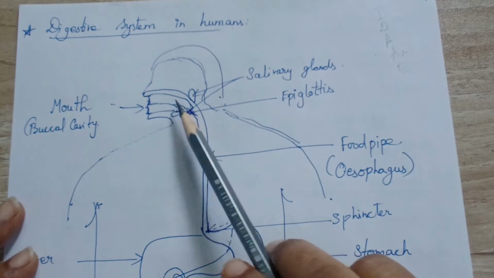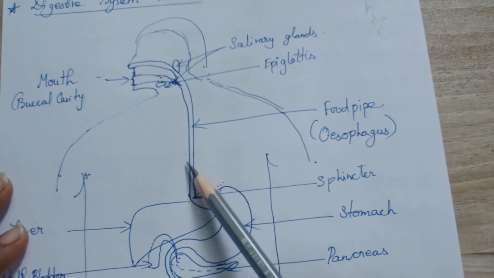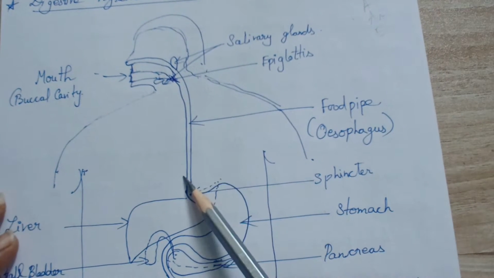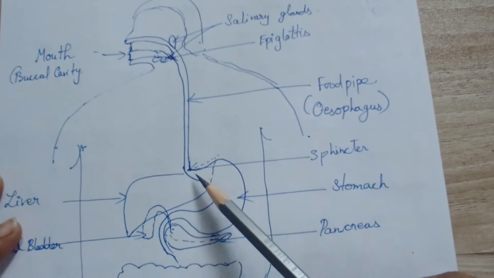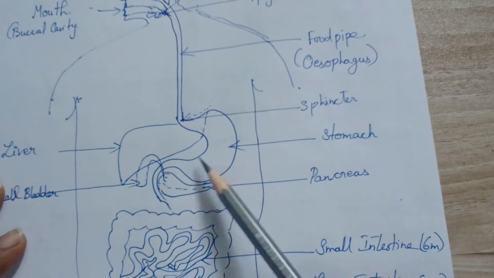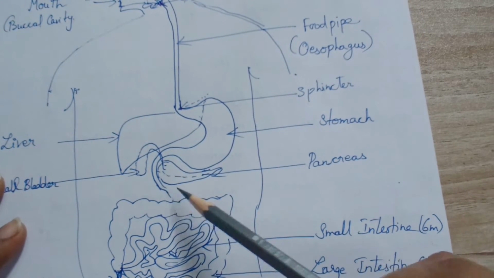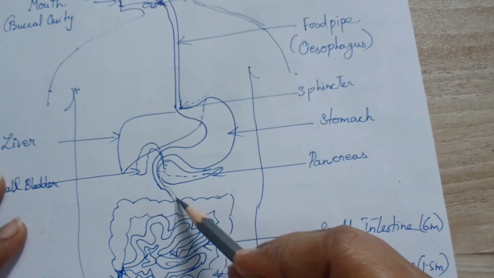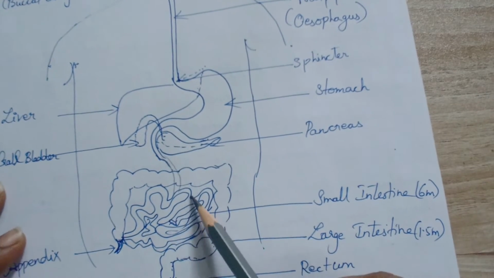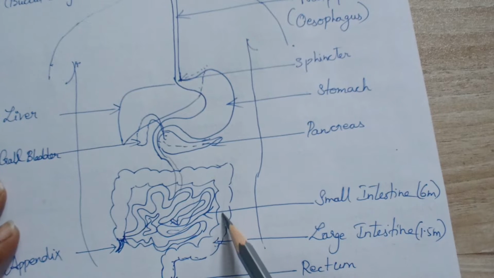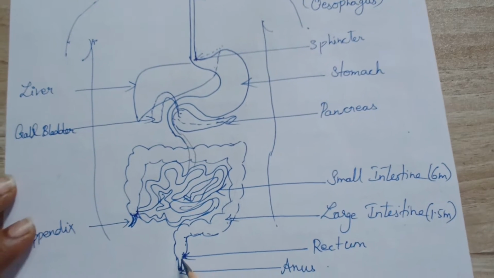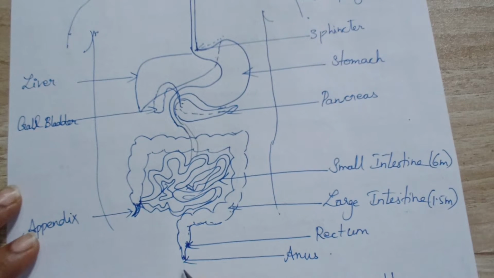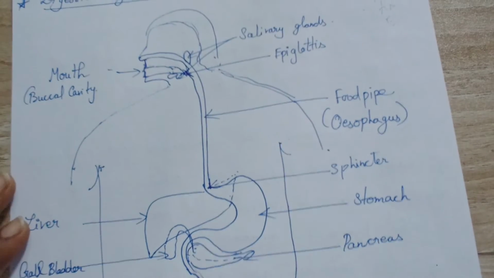It will enter the mouth and move to this long pipe, which is known as the food pipe, and then it enters the stomach. From there it enters the small intestine. From the small intestine it will move to the large intestine, and the waste material will be removed out through the anus. Okay, this is the overall process.